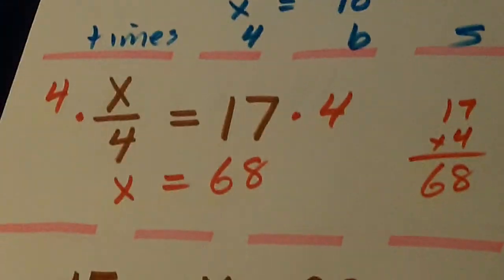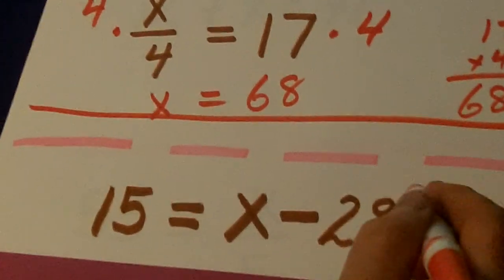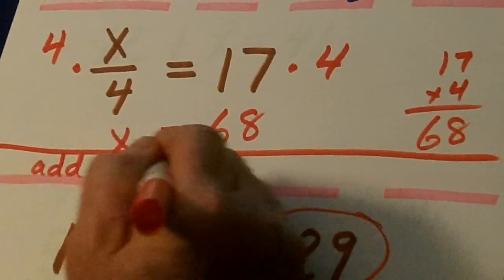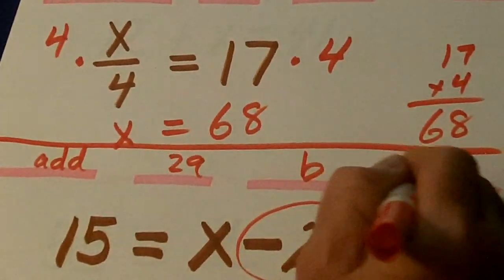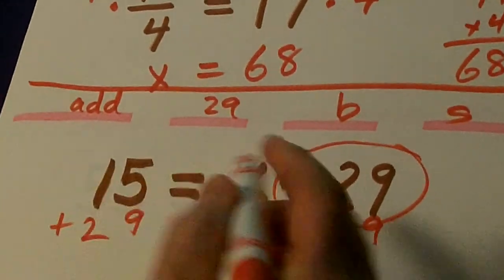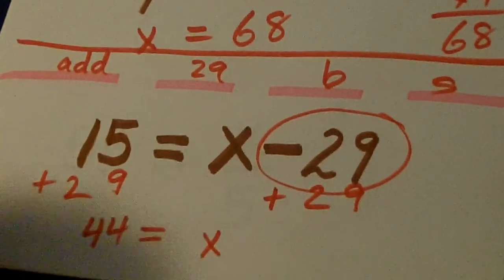Okay? Right here. Here we have x minus 29. So we're going to add 29 both sides. X is equal to 44. Okay?